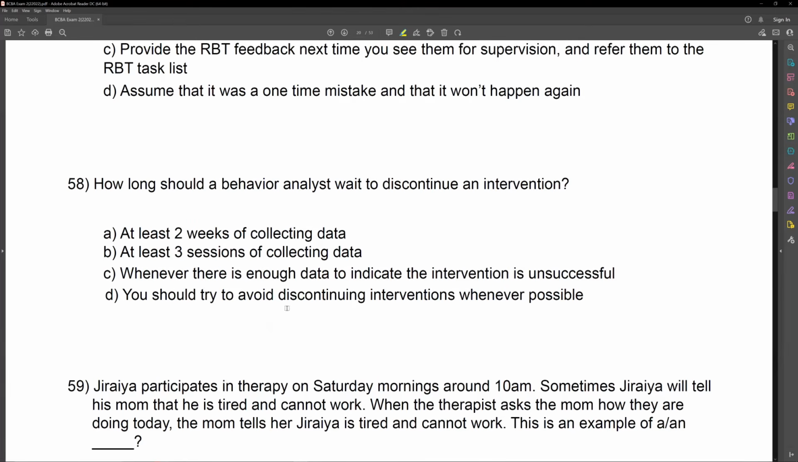Finally, D, you should try to avoid discontinuing interventions whenever possible. Absolutely not. We move quickly. We are looking for socially valid, meaningful outcomes. If that means adjusting intervention after intervention, so be it. Adjust until you find one that works.